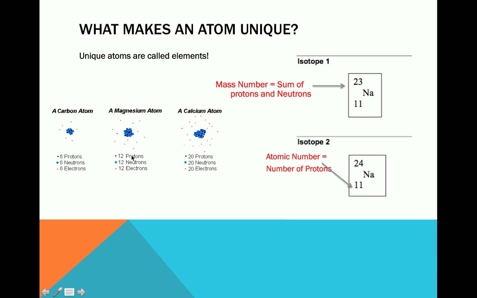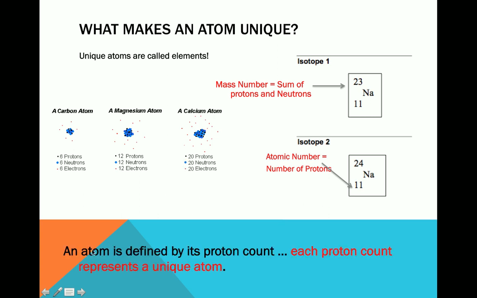And the same can be said for magnesium. It's the 12 protons that make it magnesium, the 20 protons that make it calcium. So, to review, an atom is defined by its proton count. Each proton count represents a unique atom. We call those elements.